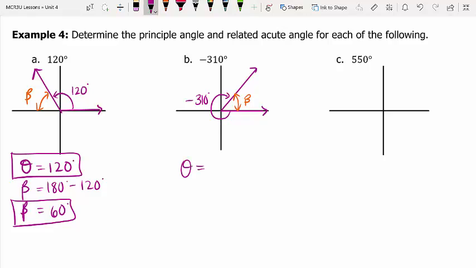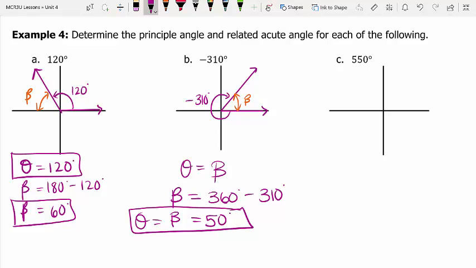In this situation, be careful not to say that the principal value is negative 310 degrees, because that is not the case. Our principal value has to be between 0 and 360 degrees. So our principal value here is the same as our related acute angle. Let's calculate it: 360 degrees minus 310 degrees. So our related acute angle and our principal value are 50 degrees.